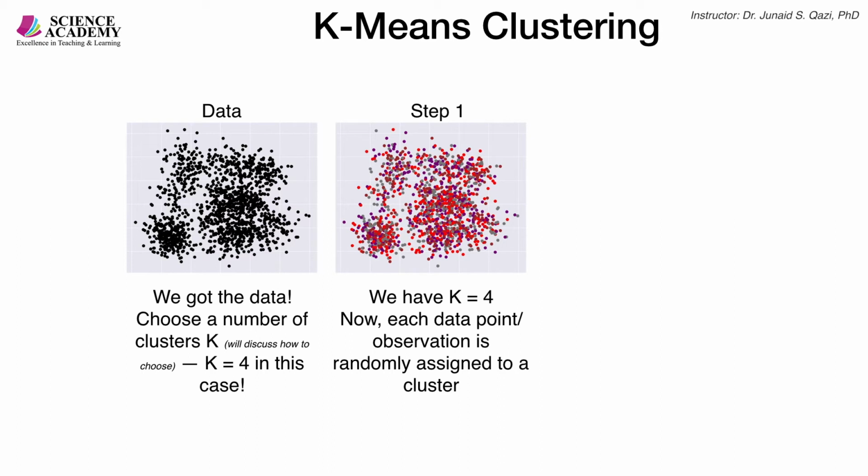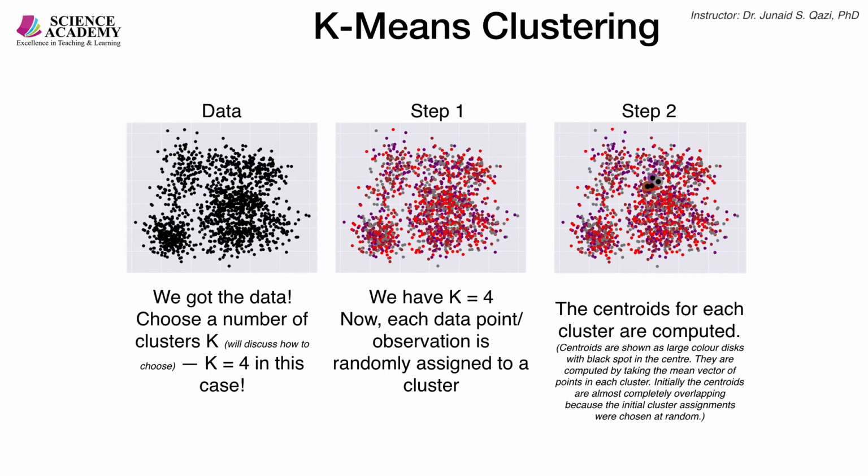In the very first step, after selecting k equal to 4, each data point or observation is randomly assigned to a cluster. Like in this case, all the data points are overlapping. We have four colors, four groups, because we have chosen k equal to 4, but there's no distinct class so far. So in the next step, the centroids for each cluster are computed.